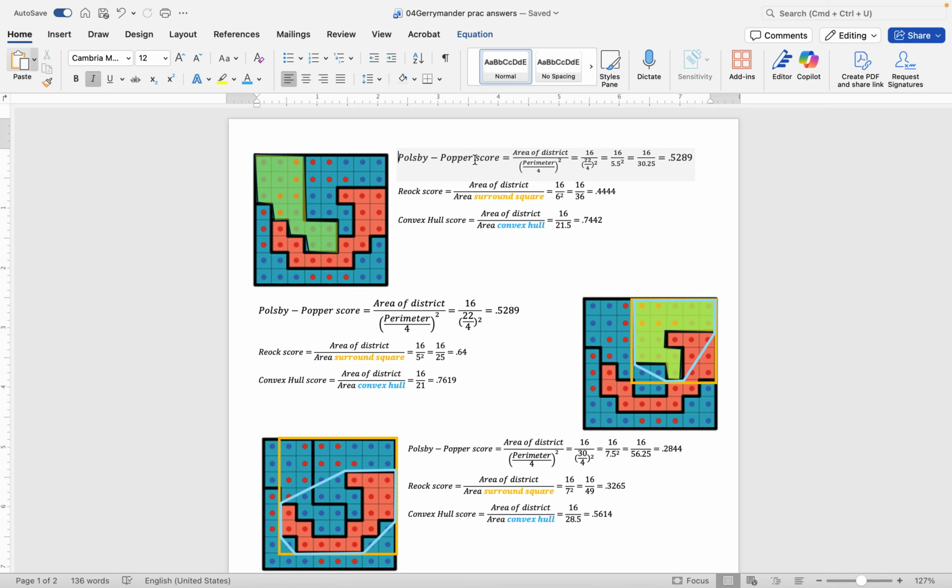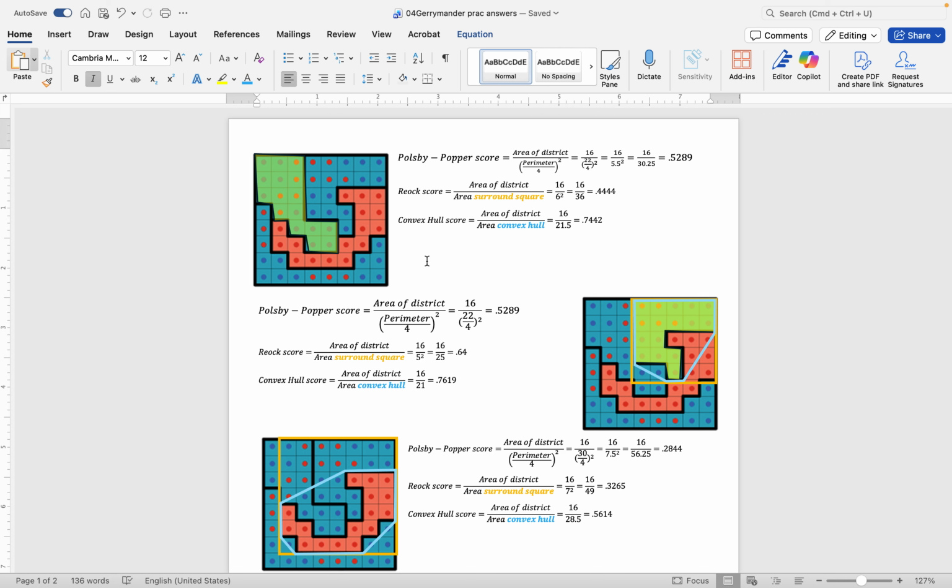So for Polsby-Popper, we are looking for, first of all, the area of the district. So let's count the squares in the district. 1, 2, 3, 4, 5, 6, 7, 8, 9, 10, 11, 12, 13, 14, 15, 16. Actually, the way all of these are set up today, they're going to be 16 areas. All these districts have an area of 16, but we'll walk through the counting each time just to verify. If you have other assignments, you probably will have different totals, so just be aware of that.